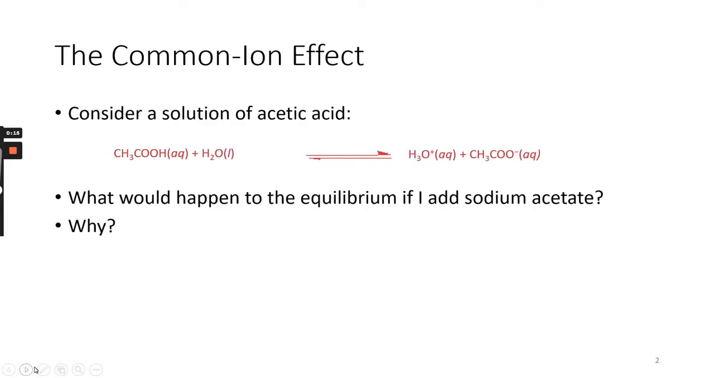The common ion effect. Consider a solution of acetic acid. So here you have your acetic acid plus water, making your hydronium and acetate ion. What would happen to the equilibrium if I added sodium acetate? Sodium acetate is a strong electrolyte, so it will dissociate completely, and you will end up increasing the concentration of your acetate. So this is going to increase. So think about Le Chatelier's principle. When this increases, which way will my reaction go? So keep that in mind.